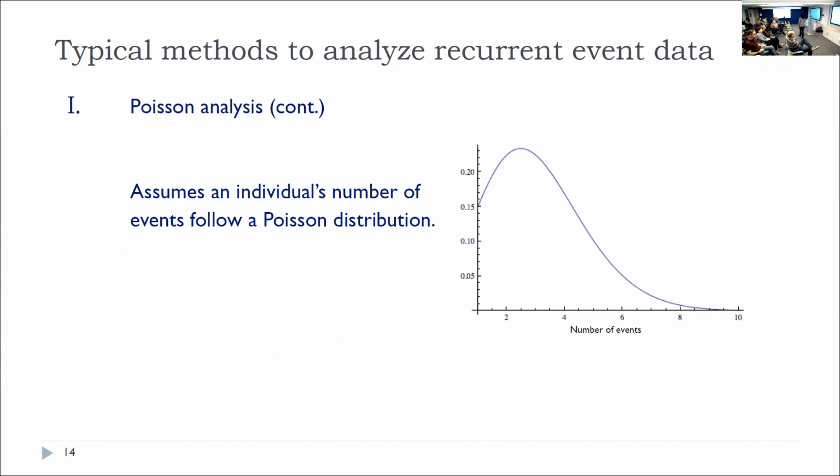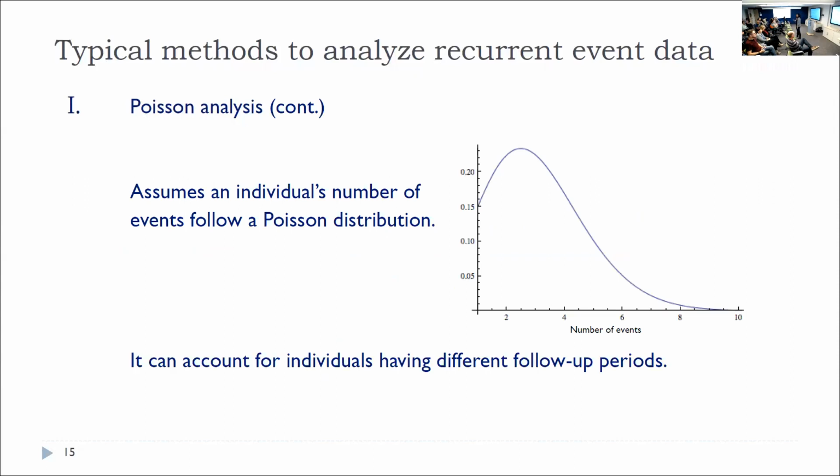So in this example, going back to the ED visit example, if you think of the number of ED visits following a Poisson distribution, that's what the Poisson regression would mean. So this is kind of what the Poisson distribution looks like. Yes, it can account for the fact that some individuals maybe are just followed for 1 year, some for 6 months. It can account for varying lengths of follow-up. So that's not a problem.